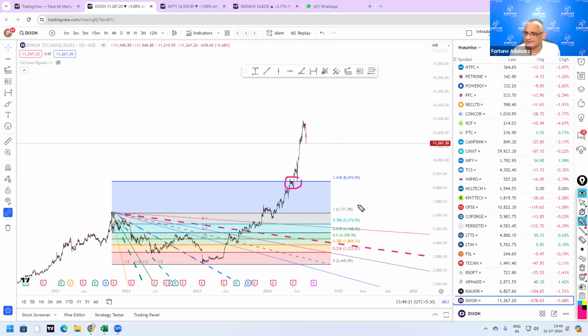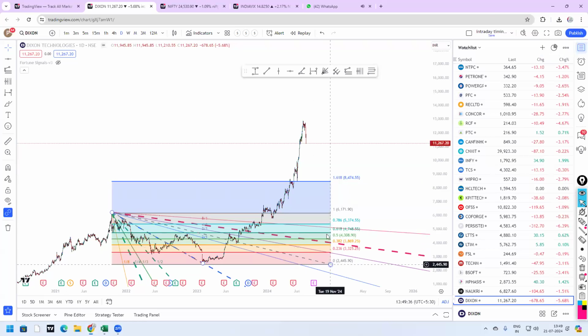This is one more method. There are many methods, boss. Whichever you want to use, you use it. I'm giving you the options. Earlier, I took it from the high. I draw this Fibonacci from the high. High to low.